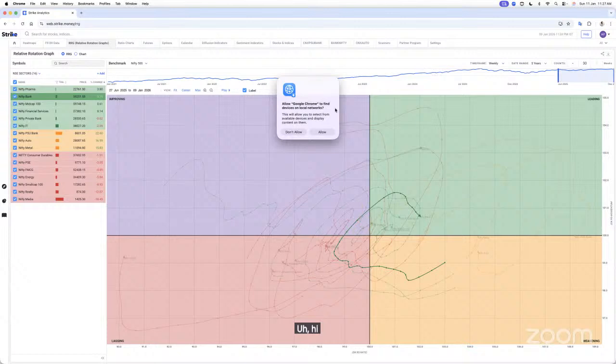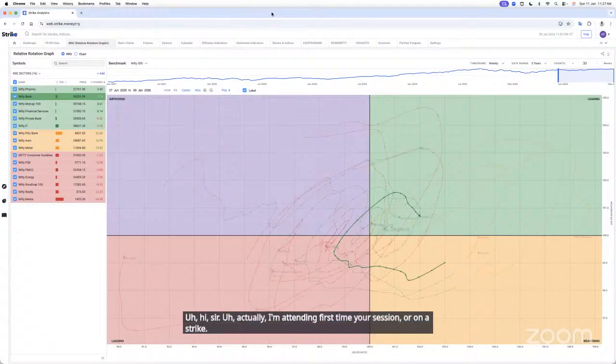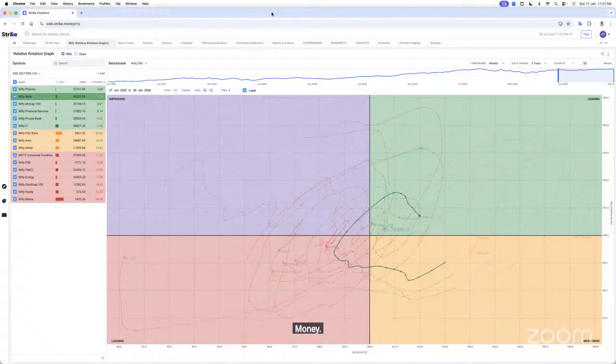Hi, sir. Actually, I'm attending your session on Strike Money for the first time, and I'm not much aware about RRG and all. I do intraday and swing trading in these stocks. So how can I get more benefit from Strike Money, or anything which you can help me with, by picking momentum stocks which can be either going up or down?